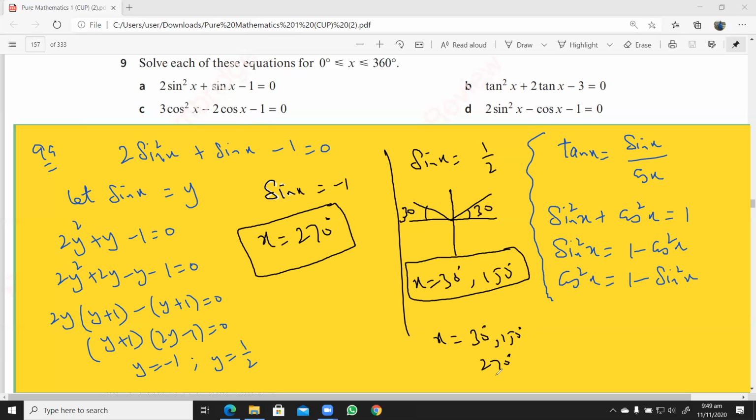Do we have any question? What is a new thing that you learned in this kind of equation? Speak a little louder.